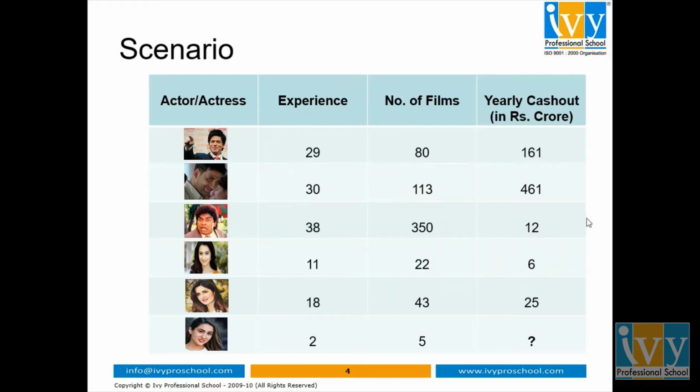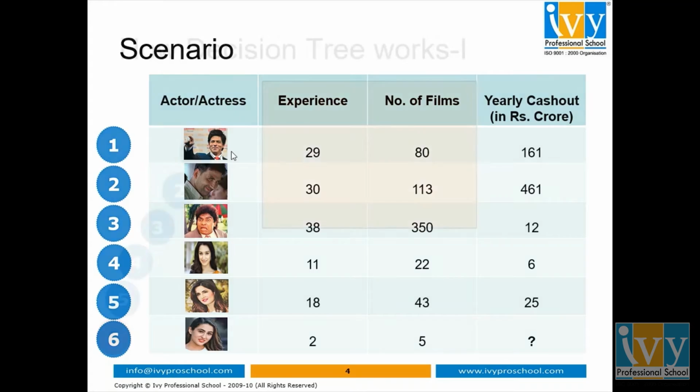Let's see a scenario. In this mini database, you can see 6 actors and actresses with their experience, that is number of years in the film industry, number of films they have acted in, and their yearly cash out in rupees crore is given. That is of Shah Rukh Khan, Akshay Kumar, Johnny Lever, Shraddha Kapoor, Katrina Kaif and Sara Ali Khan. So with this data, can you evaluate what will be the yearly cash out in rupees crore of Sara Ali Khan? This is where a decision tree can greatly help. Let's see how. We will label each of these records from 1 to 6 and proceed.